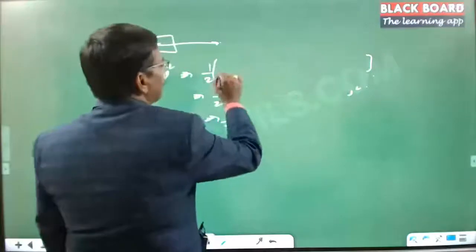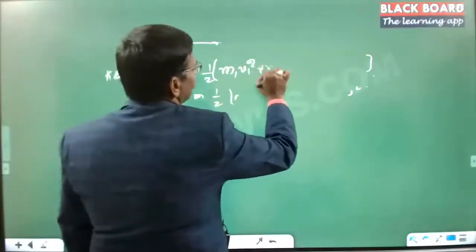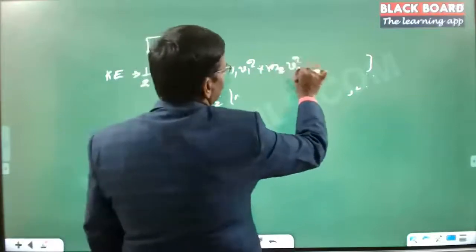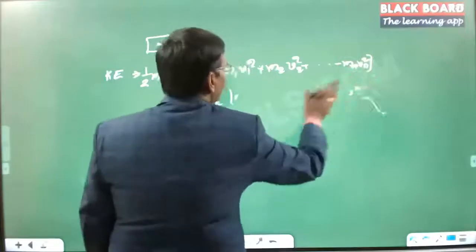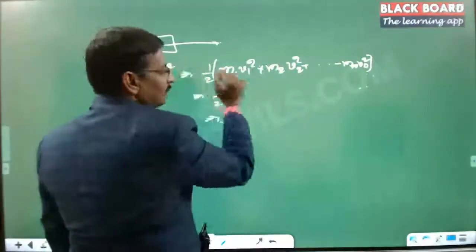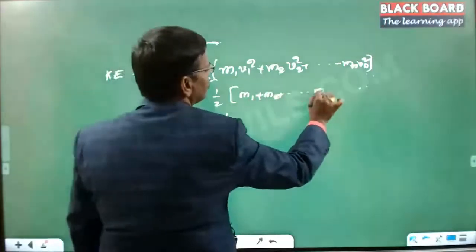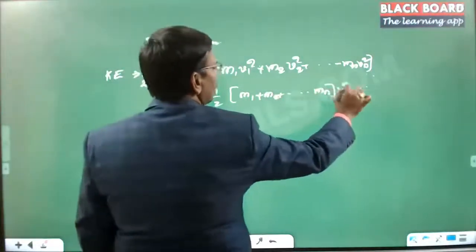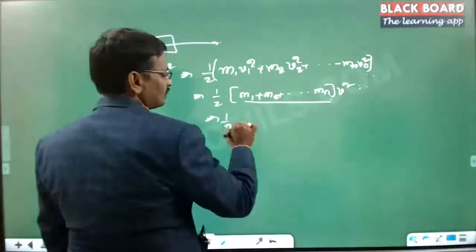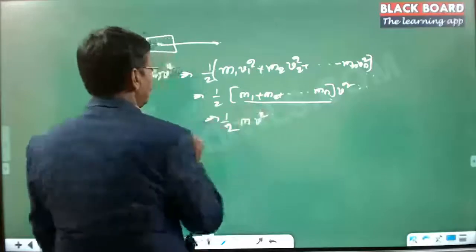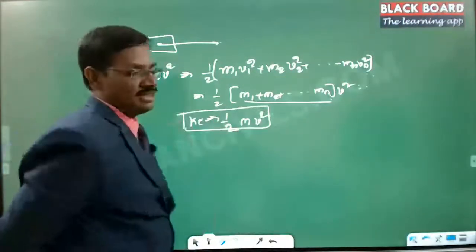I took the formula wrong. It is half of m1 v1 square plus m2 v2 square plus and so on up to mn vn square. Now the v value is the same for all the particles, hence this is half of m1 plus m2 plus and so on up to mn, times v square, and the sum of all the individual particle masses is the total mass, so half m v square. This is the kinetic energy of the block if it is moving with a linear velocity.